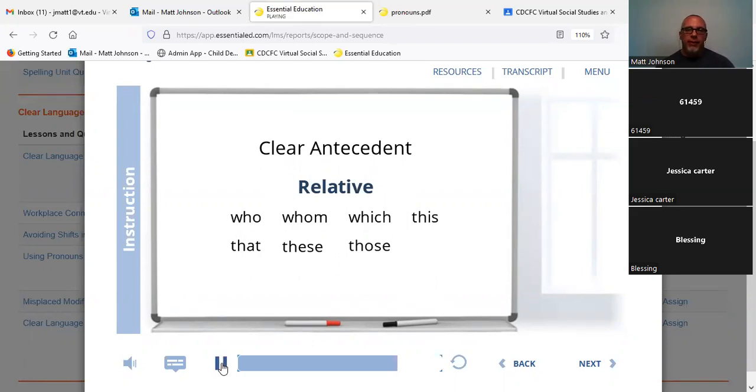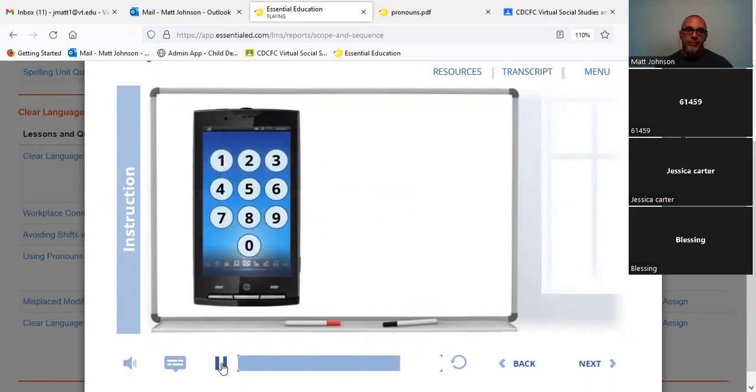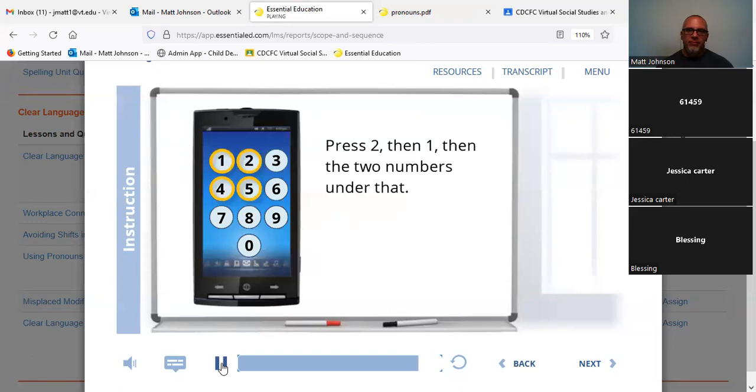Like, I was driving and wanted Jesse to look at something on my phone. I tried to tell him my password, but I don't have all those numbers memorized, I just remembered the pattern you press. So I say, press 2, then 1, then the 2 numbers under that. Jesse was like, it doesn't work. I finally figured it out. He thought I meant the 2 numbers under 2 and 1 instead of the 2 numbers under 1. So because I said "that" instead of 1, he couldn't open my phone. Darn it. It just goes to show you how you need to have a clear antecedent with your pronouns, right?